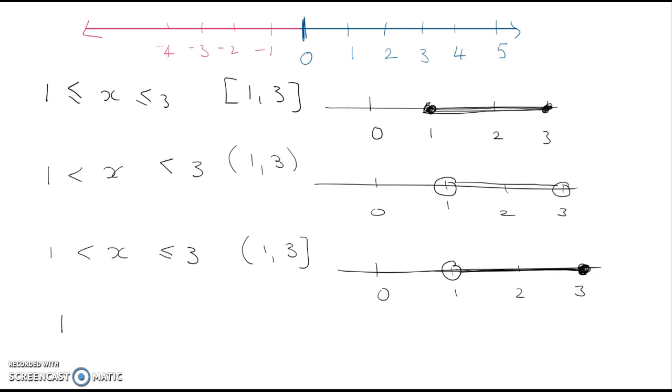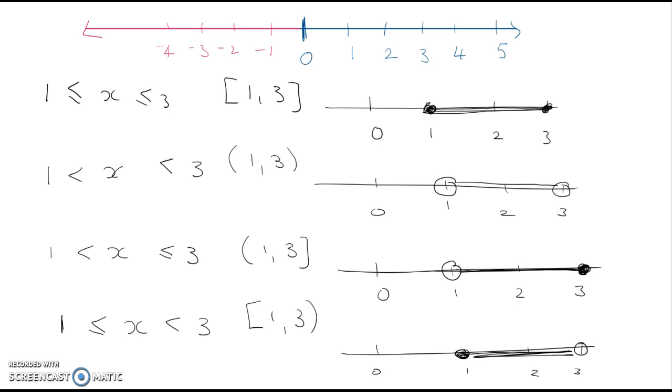And if we do it the other way around, if we do include 1 but not 3, then we're going to have square brackets followed by a round bracket. We're going to include 1, so it'll be a coloured in circle. We're not going to include 3, and it's the bit in between.